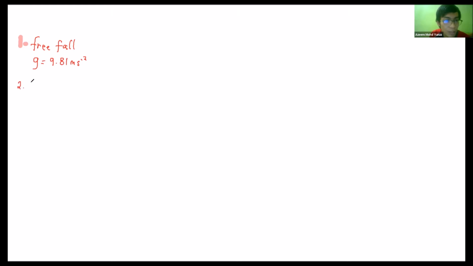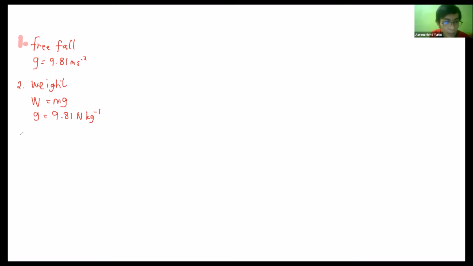Number 2, we learn about weight. The weight has a formula W equals mg. The g used here also has the same value, 9.81, but the unit is different, Newton per kilogram. So this is the gravitational field strength.